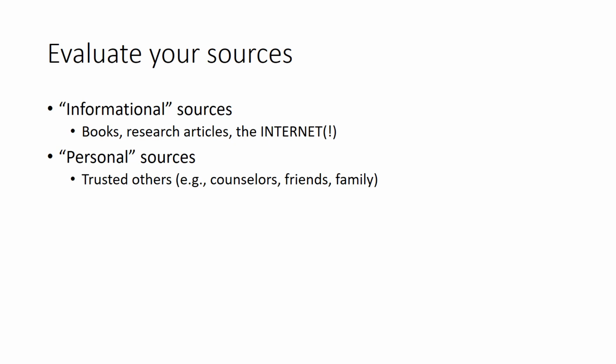So we're talking about information gathering, and information gathering necessarily means that we are going to other sources to find stuff out. We might be using informational sources, that's what I'm going to call them, which would be things like books or research articles, preferably. Let's tell the truth, most of us, when we want to know something, just go to Google. So the internet too, and all it has to offer, good and bad. The other kind of sources I'm going to call personal sources. This is anybody that you consider to be a trusted other. It might be an actual mental health professional like a counselor, it might be friends, might be family. Anytime you're going to go to a person for information.